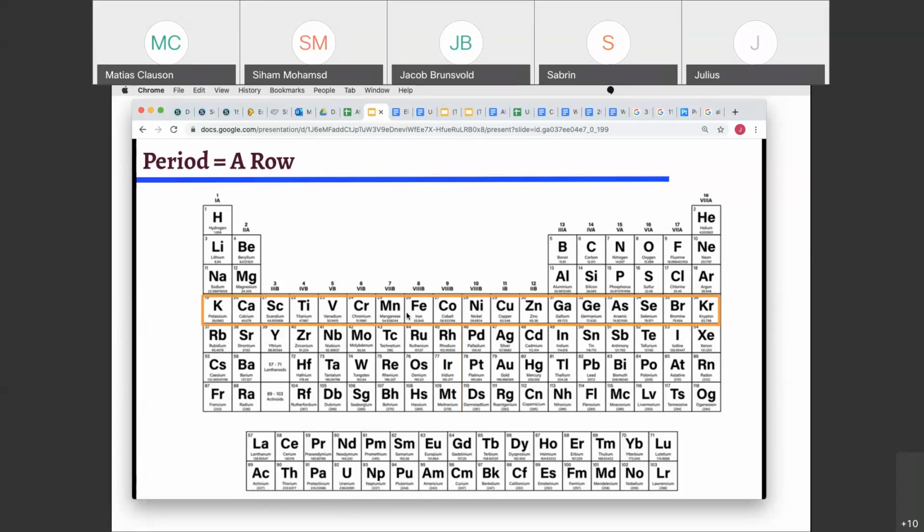Remember that a row on the periodic table is called a period. That's why we call it the periodic table. This is period 4, because if you count from the top, it's 1, 2, 3, 4. Which period contains phosphorus? Find phosphorus on the periodic table. Tell me what period that is.